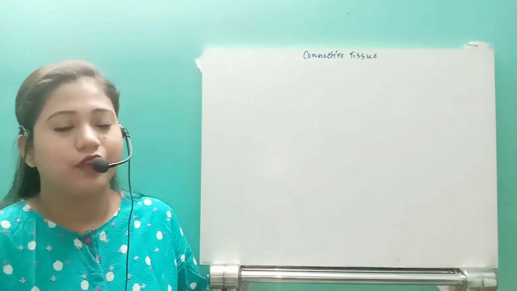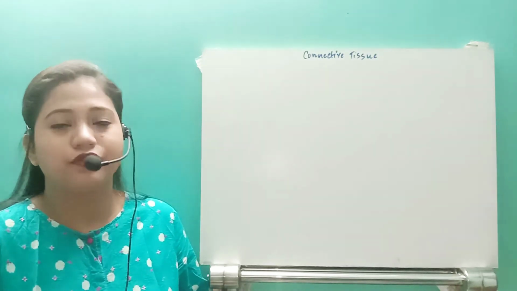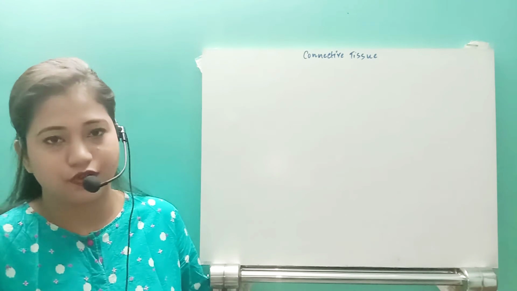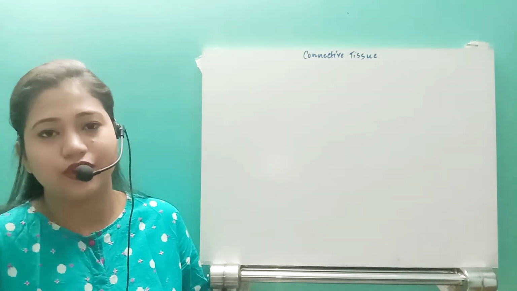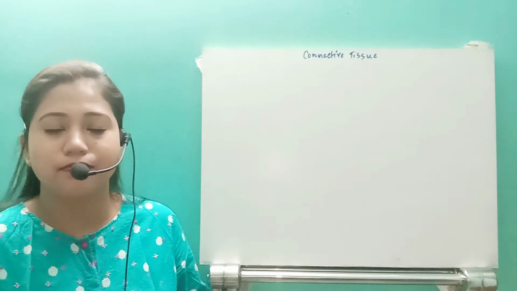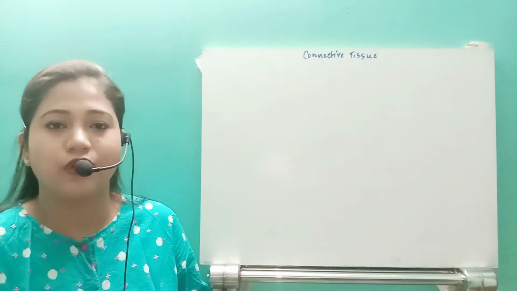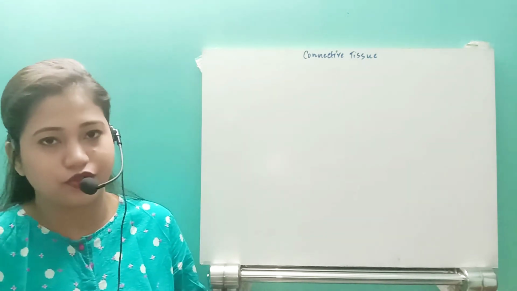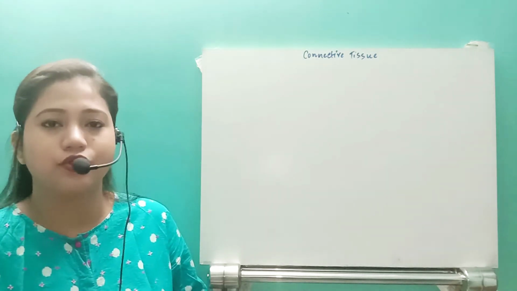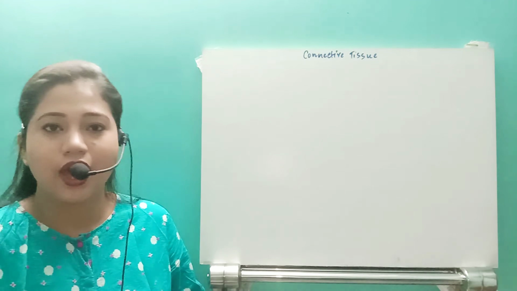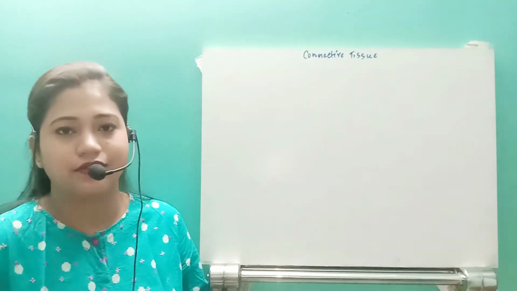Students, today we are going to start the next type of tissue, that is the connective tissue. We have completed in the earlier video the epithelial tissue, which is of two types. One is the simple epithelial tissue, another one is the compound epithelial tissue. So in this video we are going to start first of all the introduction of the connective tissue, and then we will see the classification.